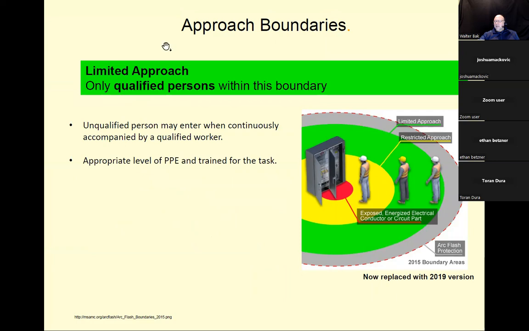Now, limited approach arc flash boundaries. So here we're talking about the green, and again, this is from 2015, now replaced with 2019. An unqualified person may enter when continuously in company of a qualified worker, with the appropriate level of PPE, and trained for the task. So I guess two people here. You can approach that for whatever reason you need to.